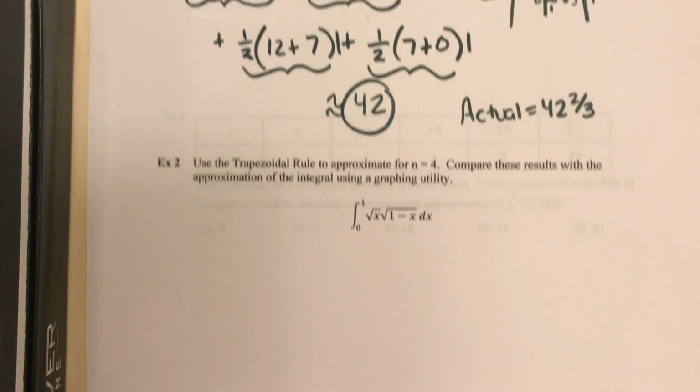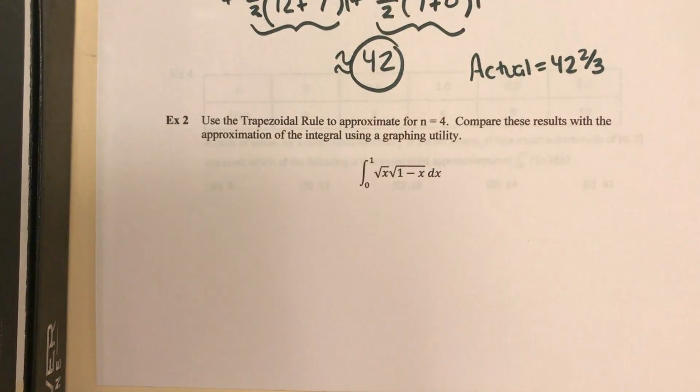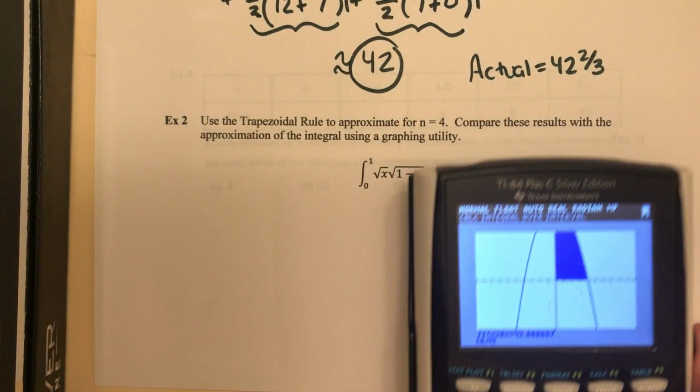So number 2, we're going to do the same thing. This one, we're going to do n equals 4, and then we're going to compare it to the actual answer. So first off, I'm going to graph it so I know what it looks like.